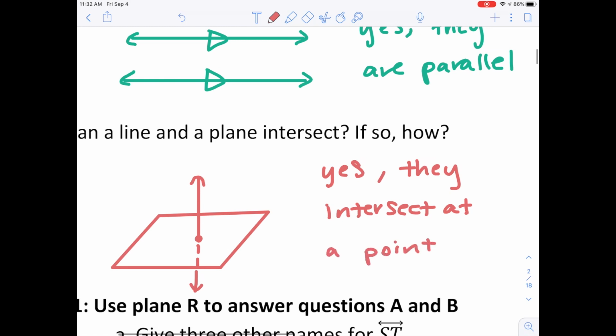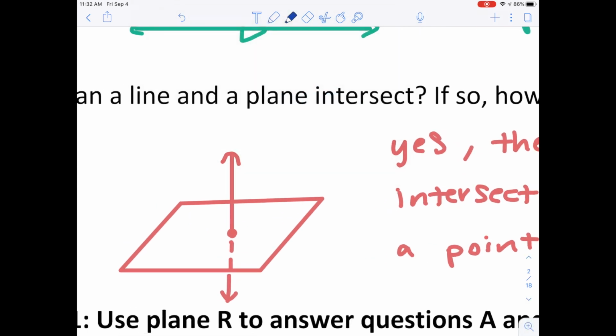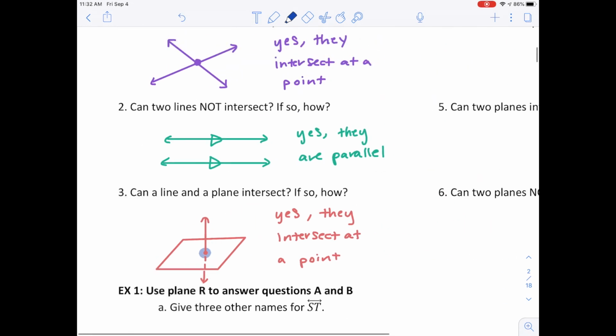Because again, an intersection is just what does the plane and the line have in common? Where are they in the same spot? And they're only running into each other right here.